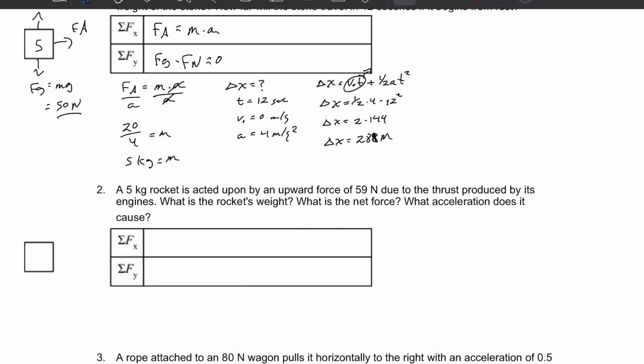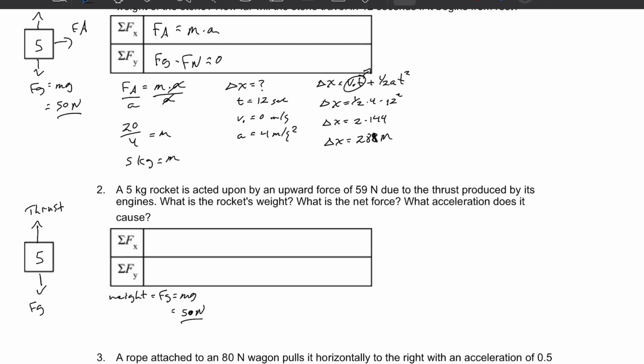Number 2, a 5 kilogram rocket, so we've got the mass at 5 kilograms, acted upon by an upward force of 59 newtons. So we go up 59 newtons due to the thrust, so we've got thrust as the force produced by its engines. What's the rocket's weight? Well, the weight is the force of gravity, calculated as mg, mass times the acceleration of gravity. On Earth, that's 10. So 5 times 10 will be 50. 50 newtons.